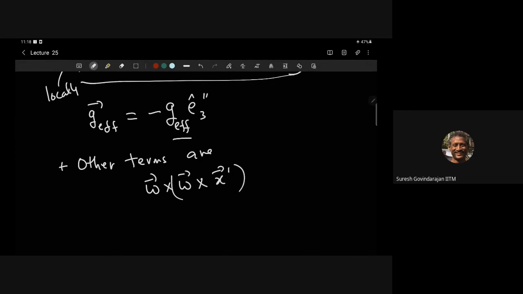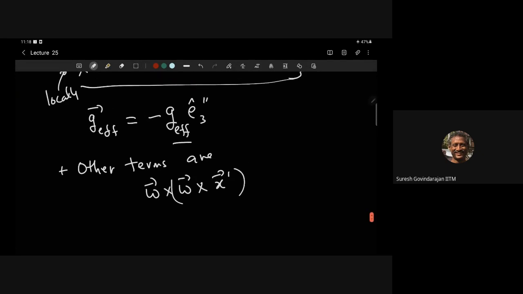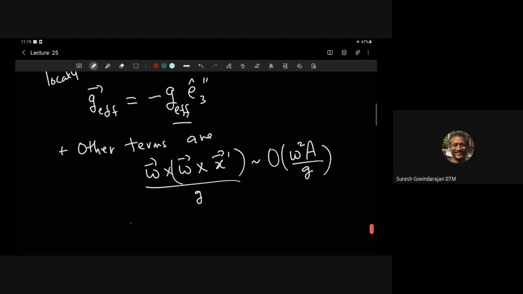This is non-zero. This is also part of the centripetal force because it's at some larger distance, right? This is also the centripetal force, but this is small. Already we saw omega, so this is of the order of omega. We want to compare with g, okay? This will be order omega square, and a is the deflection by g. So g times omega square, I want to compare it with g. So this is very, very small and can be neglected. This we will neglect.